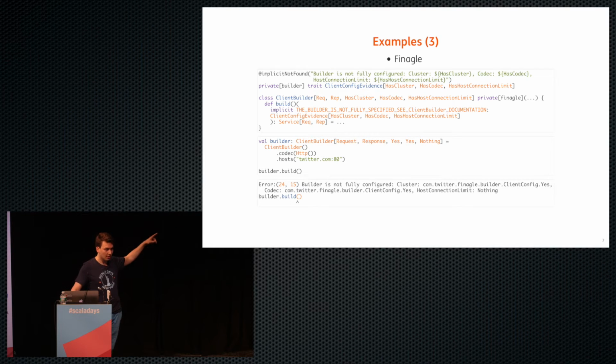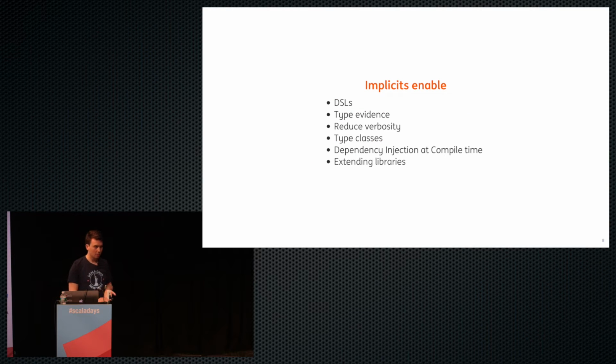Also good to know is that this is actually a compiler error message. So this is all checked at compile time. If the implicits cannot be resolved, it will not compile. So given these examples, we see that implicits are quite powerful and enable lots of things.